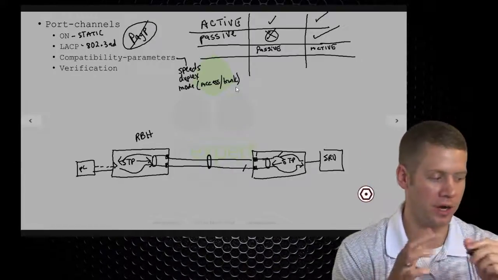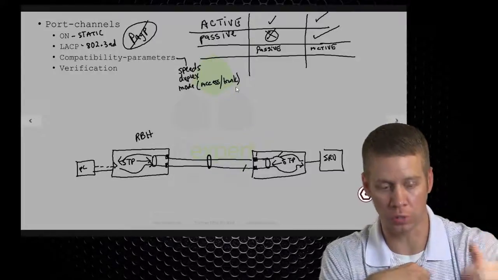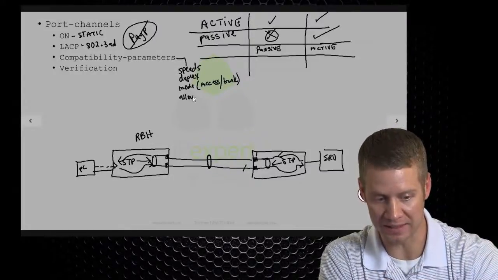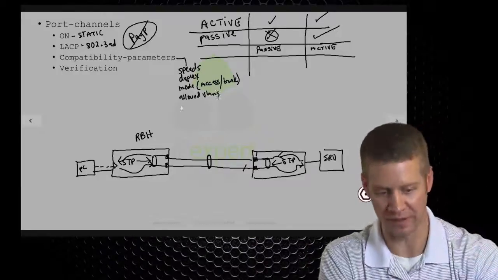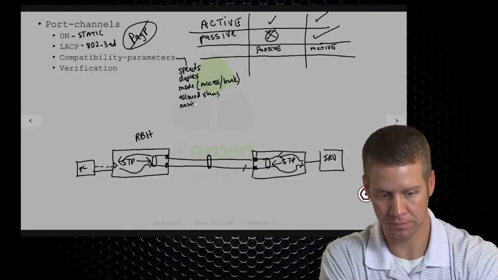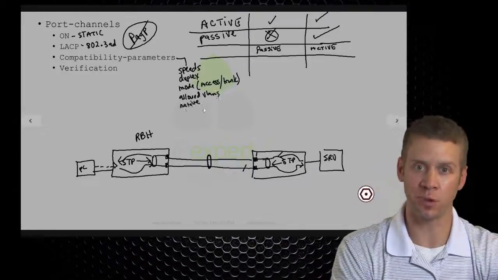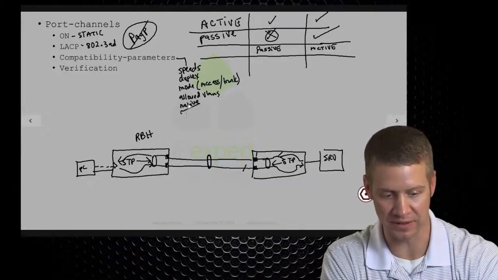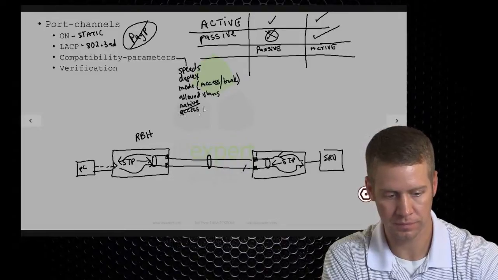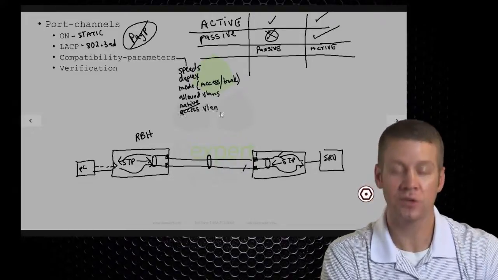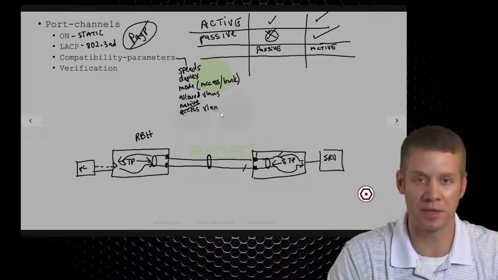Okay, so we also need to make sure that if we're a trunk port, our allowed VLAN list is the same, and that our native VLANs are the same. If we're an access port, we need to make sure that our access VLAN is the same as well. So those are really the heavy hitters that I want you guys to be aware of.